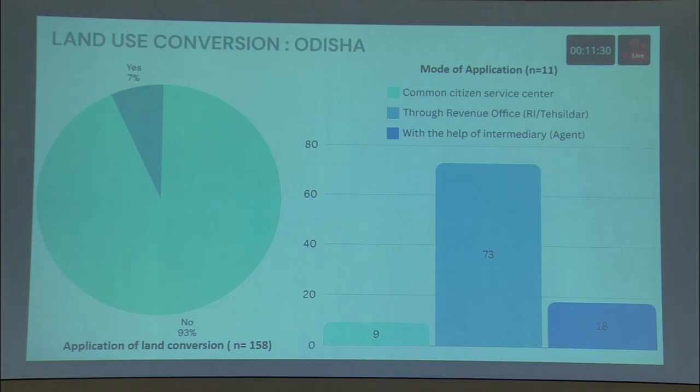So through only revenue offices, 73% of the population try to access. So we can clearly see that, to some extent, the population tends to keep practicing the same traditional practices. For example, going back to the offices, even though the DLRMP's main motto was to obviate this physical access.